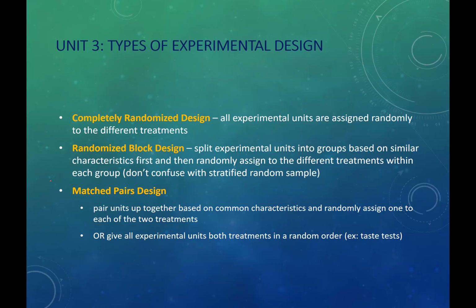The other way is to have all experimental units do both treatments in a random order. For example, a taste test. You try both items, you don't know which is which, that's called blinding. It's a random order, and then you decide which type of spaghetti sauce you like better, and you're super surprised when you've been eating the wrong spaghetti sauce for your entire life.